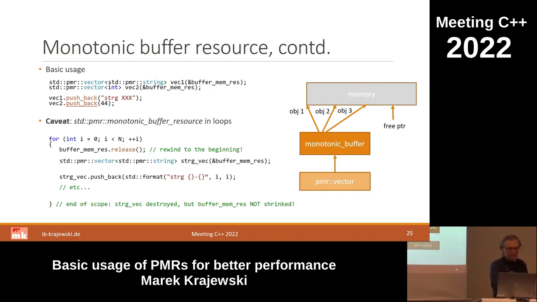Let's assume this buffer mem release isn't there. We create a PMR vector of PMR strings, using some buffer memory resource. Then we use it, and then it goes out of scope and gets destroyed. But the monotonic buffer never shrinks. So when we start the new iteration, the next objects will be allocated at the current position of the free pointer. It never shrinks, only on delete. But for that, we have this release method, so that we rewind the pointer to the beginning. Is that clear?